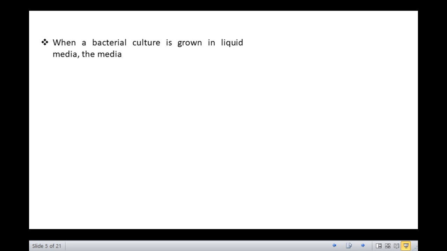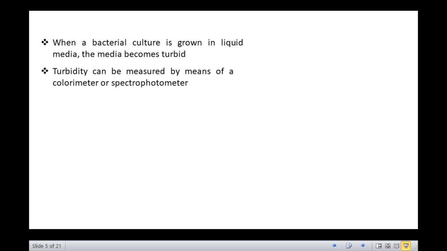In the previous module, we have learnt that when a bacterial culture is grown in a liquid media, the media becomes turbid. The more the number of cells, the more is the turbidity. This turbidity can be measured by means of a colorimeter or a spectrophotometer. Both these devices measure the amount of unscattered light that emerges.